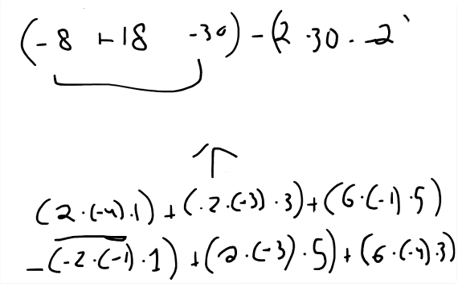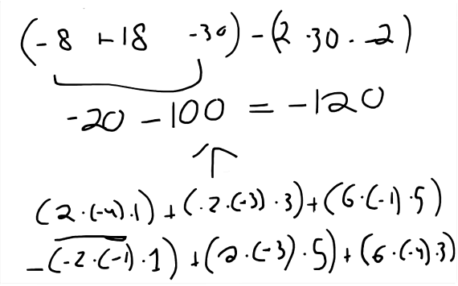Let's simplify this out. Negative 8 plus 18 is 10, minus 30 is negative 20. Minus 2, minus 30 is negative 28, minus 72 would be minus 100. So our final answer would be negative 120, and this would be our determinant. So that's really it when it comes to finding determinants.